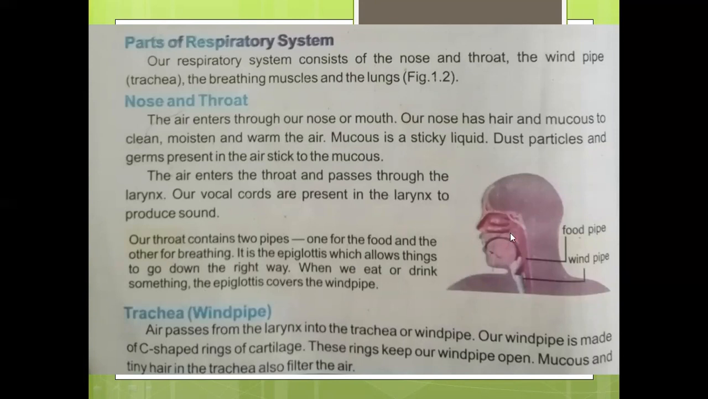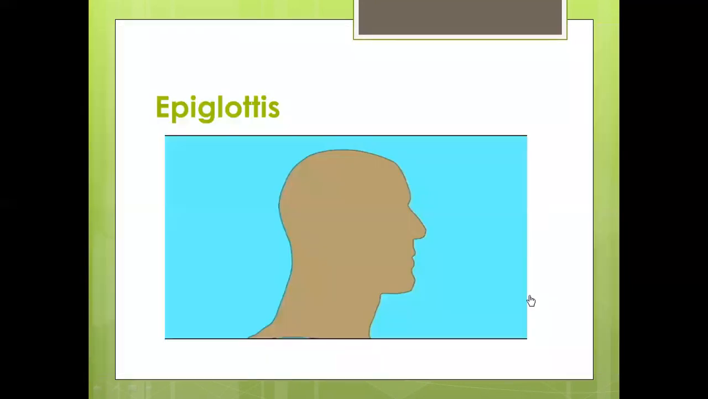In this diagram, you can see there are two tubes. One is the food pipe and another is the windpipe. Through the food pipe, the food passes, and through the windpipe, air goes inside the body. This is the video, students, which will help you in understanding the function of the epiglottis.